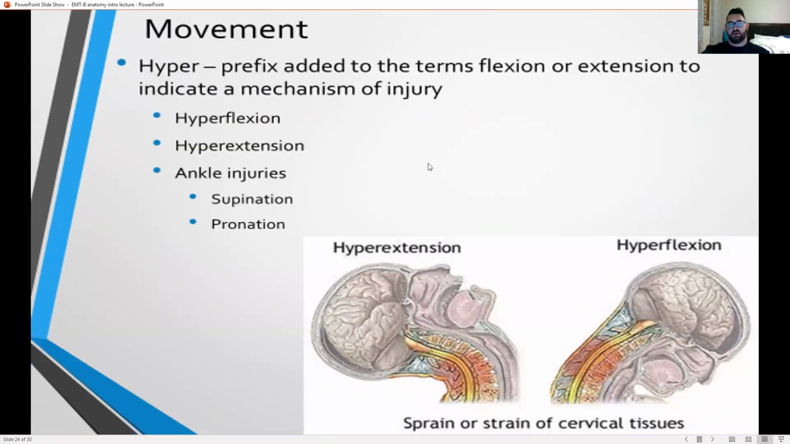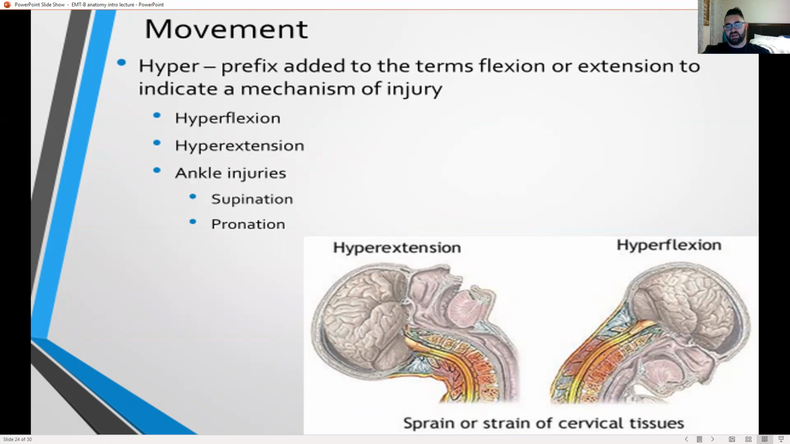All right, movements now. Hyper is a prefix added to terms like flexion and extension to indicate a mechanism of injury. So when we get to talking about medical terminology, we'll talk about what a prefix is. It sits at the front of a medical term. It gives terms direction, intensity, and can change what a word is doing. So hyper means extra, more, too much, right?